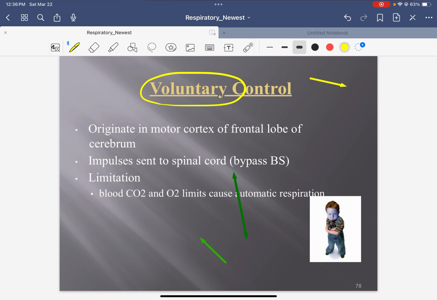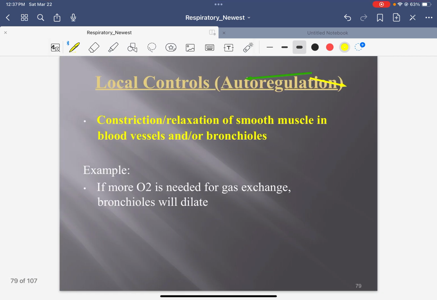We have some voluntary control. This is unique to respiratory. It does have limits. If you hold your breath for too long, what's going to happen? Your body will pass out, causing you to breathe. So we have some voluntary control.